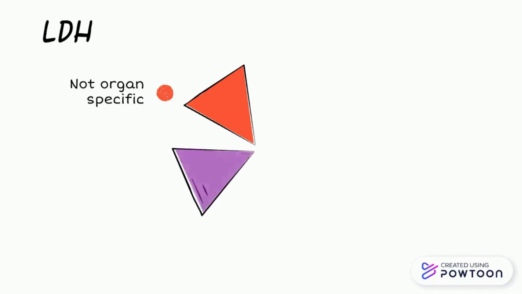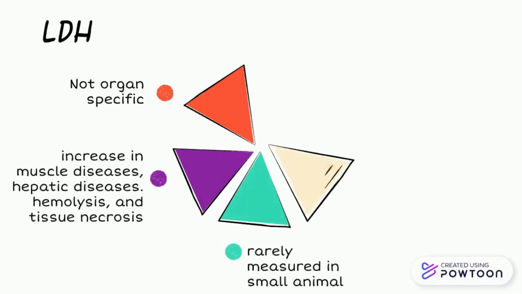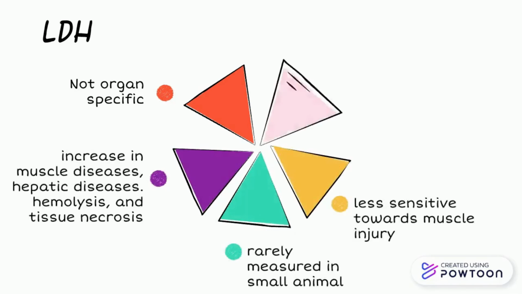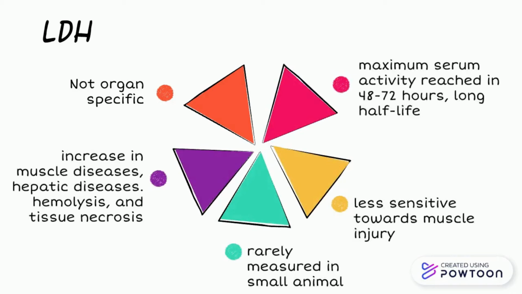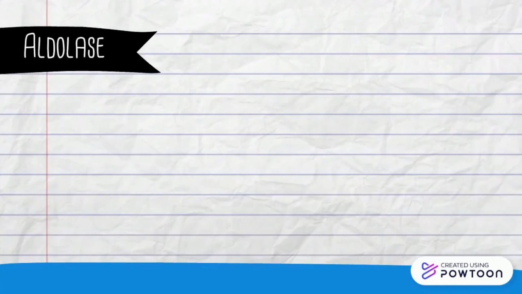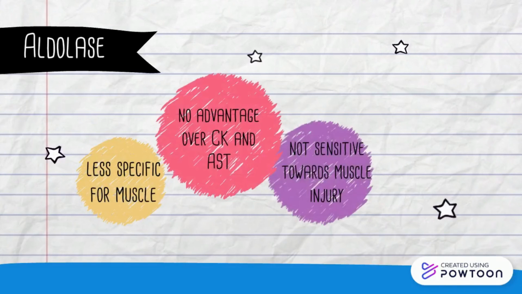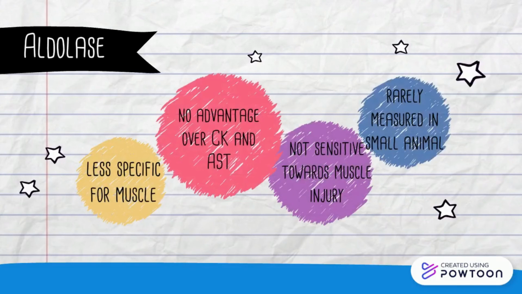Lactate dehydrogenase or LDH is not organ-specific. Increase in muscle diseases, hepatic diseases, hemolysis, and tissue necrosis, rarely measured in small animal, less sensitive towards muscle injury, and maximum serum activity reached in 48 to 72 hours. Aldolase. Aldolase is less specific for muscle, no advantage over CK and AST, not sensitive towards muscle injury, and rarely measured in small animal.